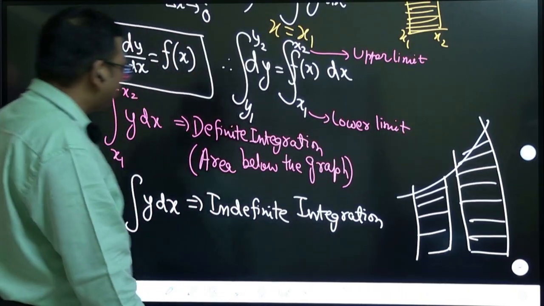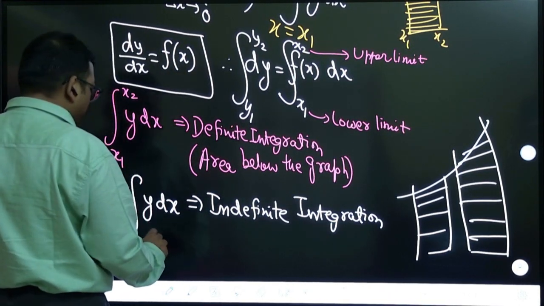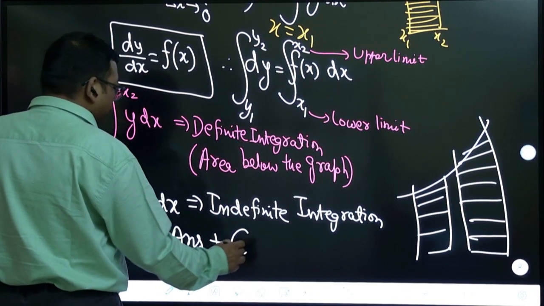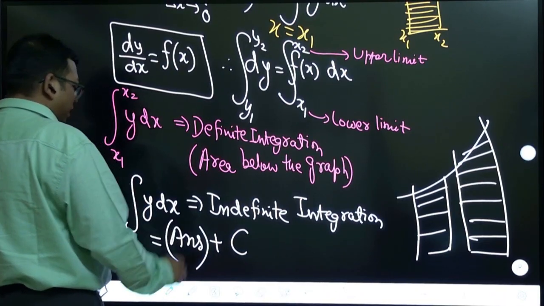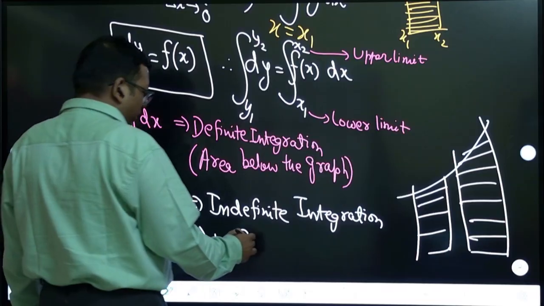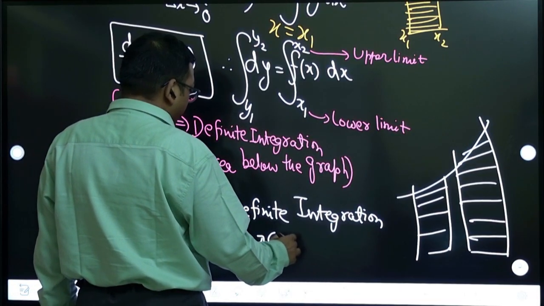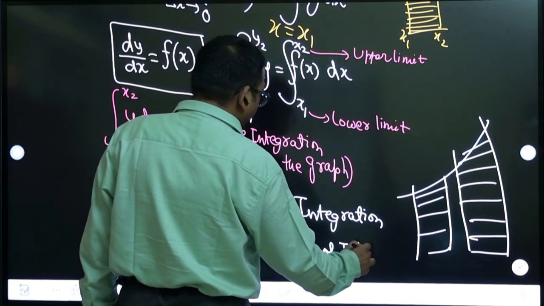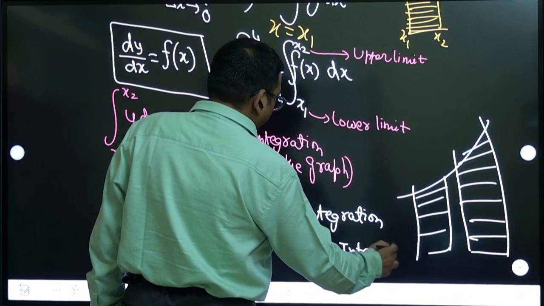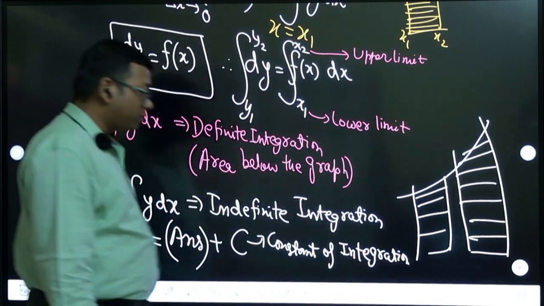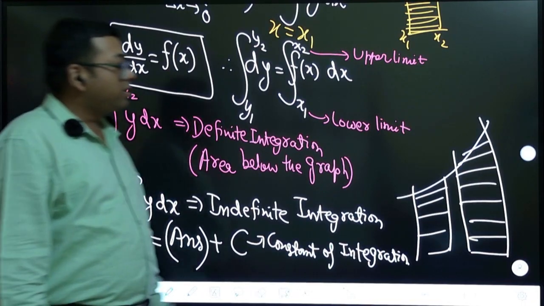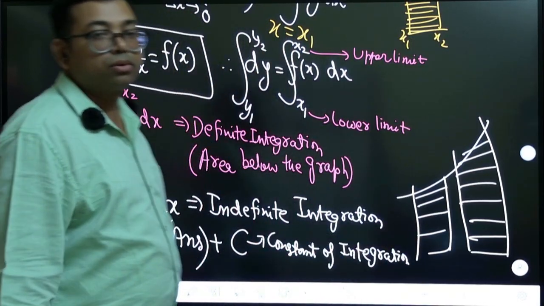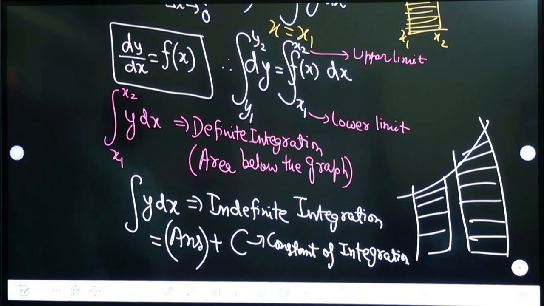So what we will do, when you write its answer, suppose you got some answer, in this answer you will add a c. That c is called constant of integration. The value of this constant is not known, because if you know the value, then you will know the area under the graph. So its value is not known. Okay. Right. So this is what it is.